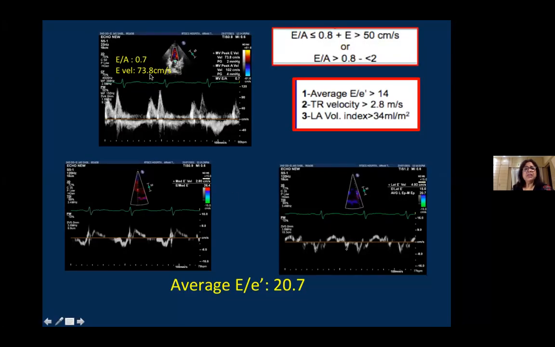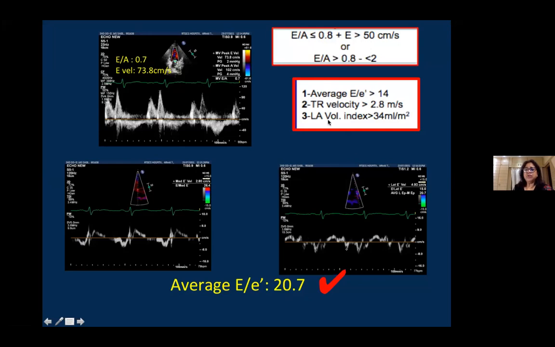Here you see the E by A ratio 0.7, less than 0.8, and E wave velocity is 73.8 centimeter per second, so it's more than 50 centimeters per second. This is situation 1. And I do the tissue Doppler velocity. I get average E by E prime 20.7, so it's fulfilling the criteria. The criteria 1 is fulfilled.